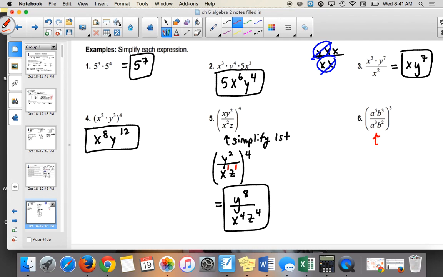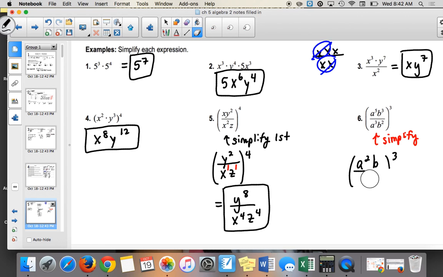I would probably simplify first. So when we simplify on the inside, we have a squared on top and we have b on top. So that means it's really just a 1 on the bottom. You don't have to write the 1 though. So if you instead wanted to erase that and just write it like that, that would be totally fine. And then we raise it to the 3, so don't forget that this is b to the 1st power. If you need to put the 1 in, that's fine. So we end up getting a to the 6th, b to the 3. And that's our answer.